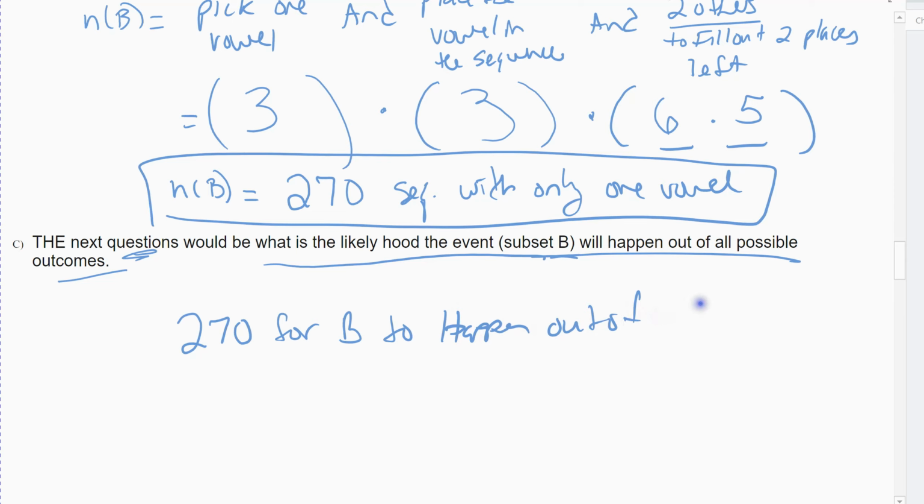Out of 504 total. So the probability of it happening is 270 out of 504. And that's what we're going to get into in Chapter 7. That's the next question we're going to answer in Chapter 7.